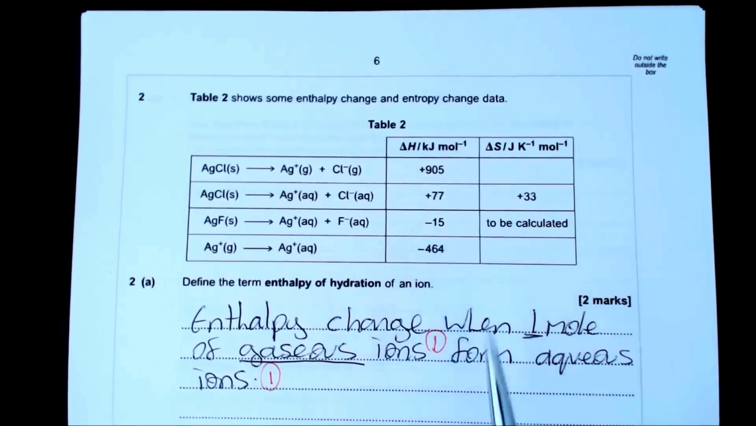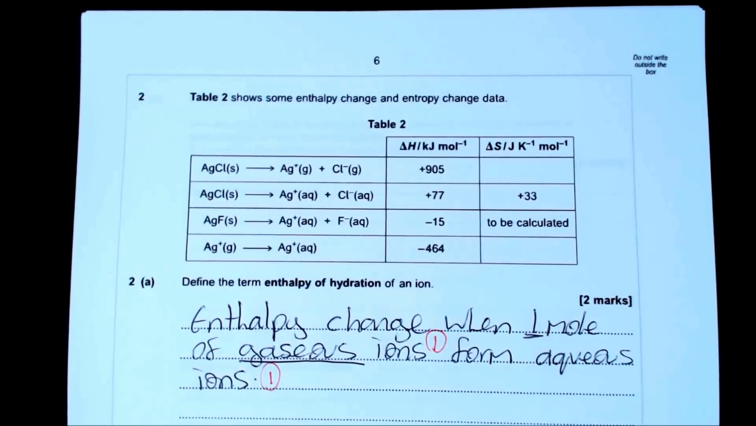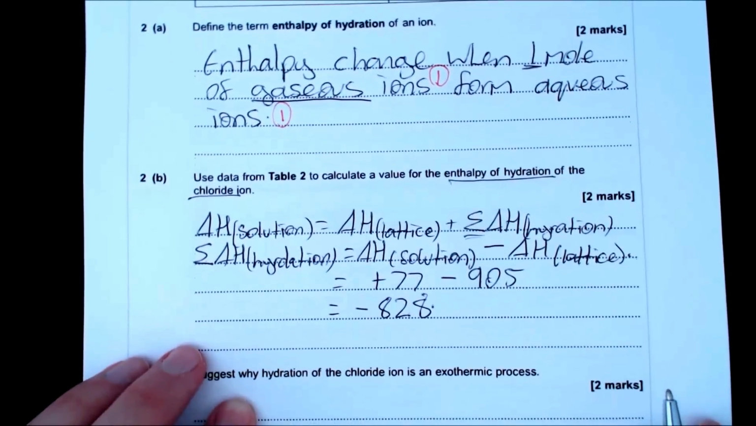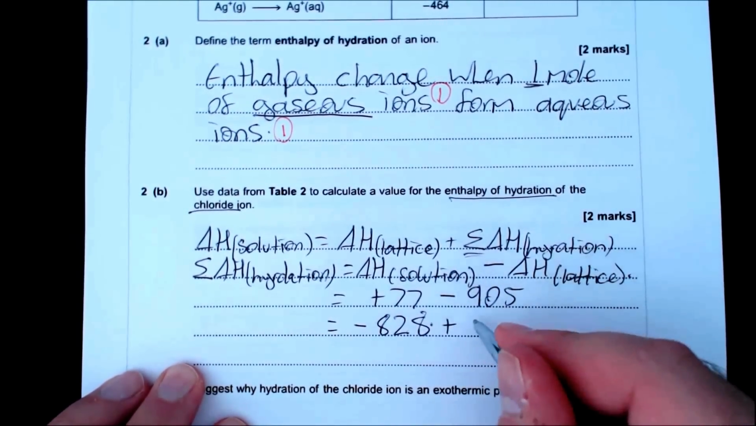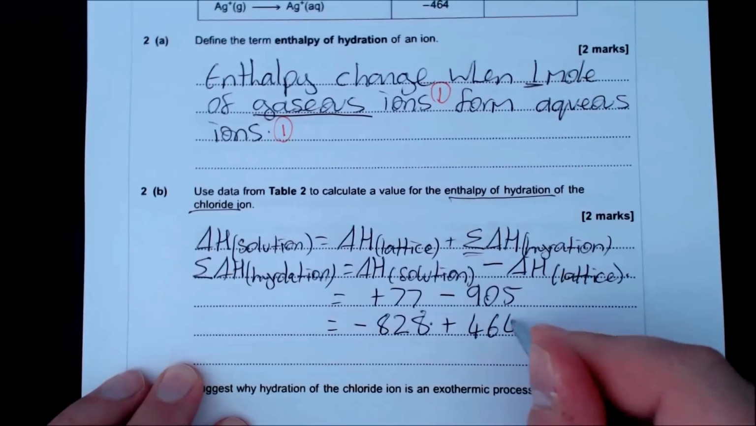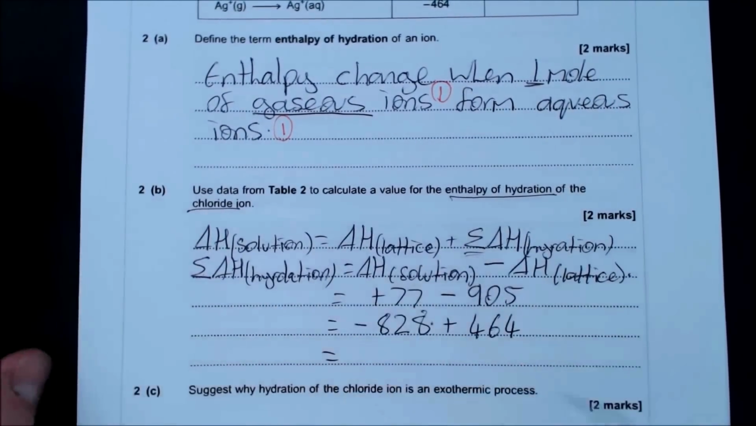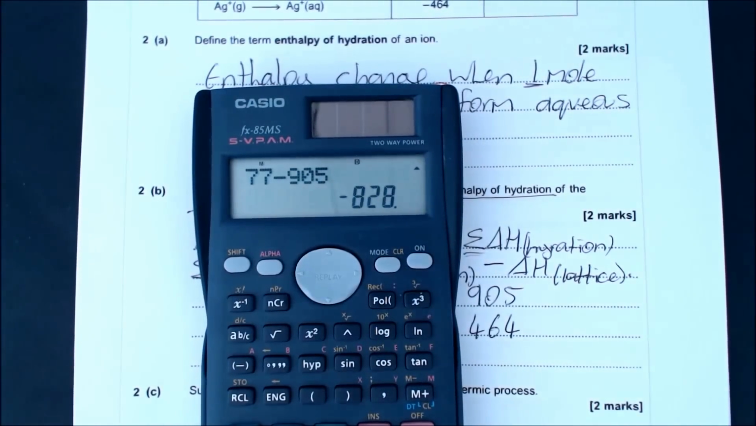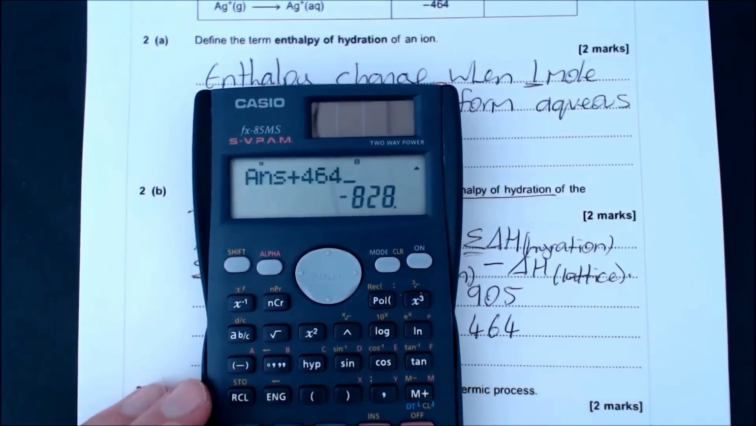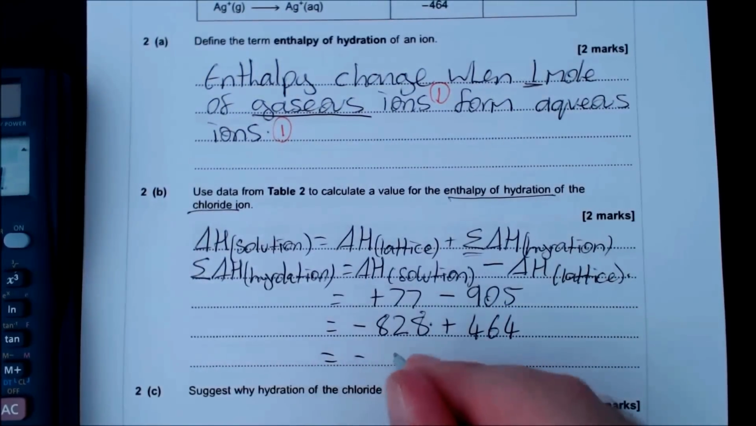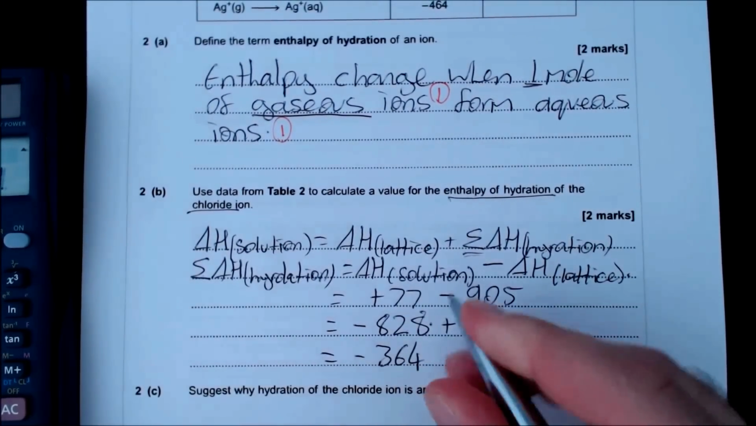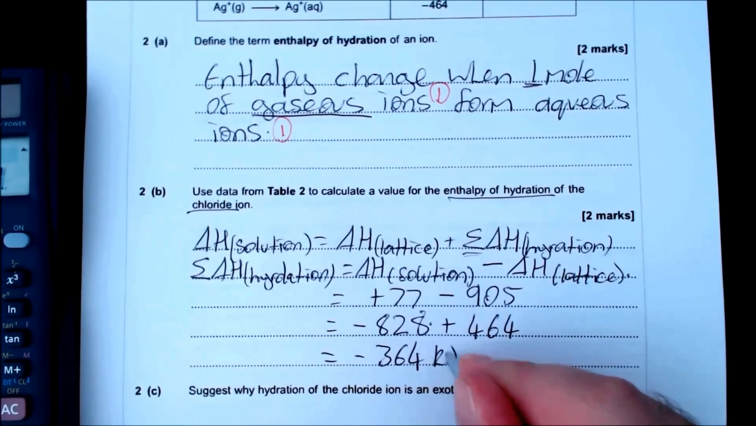So we're going to add that number onto here to see what we've got left, and that should tell us the enthalpy of hydration of our chloride ion. So we're going to add the 464 to that, and if we bring in our calculator, there's our minus 828, and we're going to add 464 to that, and we end up with minus 364. And that is kilojoules per mole.